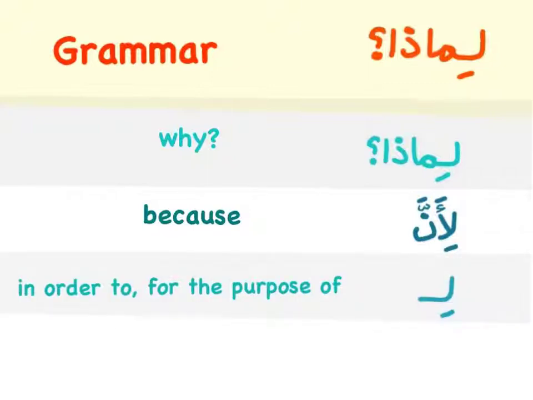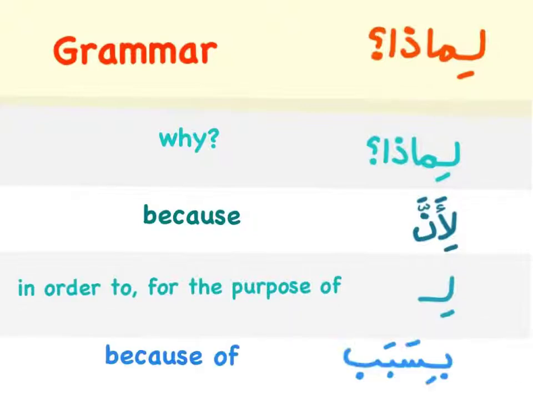Also, we have لي, this simple letter with a vowel كسرة. It means in order to, for the purpose of. Arabic is great, isn't it? And last but certainly not least, we have because of بسبب. So, لماذا لم تكتب الواجب? You can answer with لأن, لي, or بسبب and give a good reason. Why didn't you do your homework?